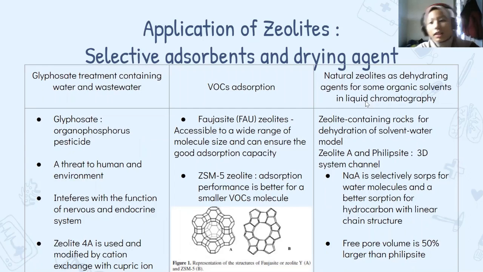The last point is about natural zeolite as the drying agent. Here it uses zeolite A and phillipsite, which have a similar channel system, a 3D channel system. NaA selectively adsorbs water molecules and has better absorption for hydrocarbons with linear chain structure, and its free pore volume is 50% larger than phillipsite. That's all for my part.